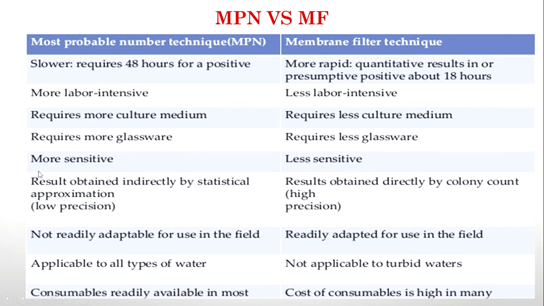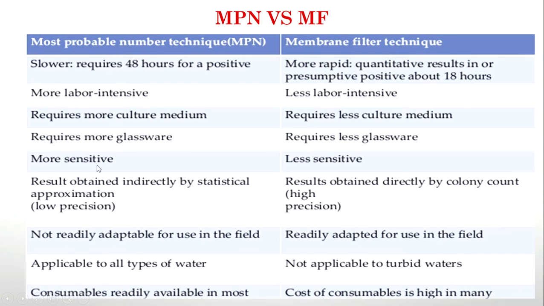And the result is obtained indirectly by statistical approximation. Even though it is precise, it has low precision because it is an indirect result. We are not just counting the bacteria. We are getting an indirect result by means of a chemical test. So it is less precise, and it is not readily adaptable for use in the field. We cannot use this procedure in the field. It is a lab test.